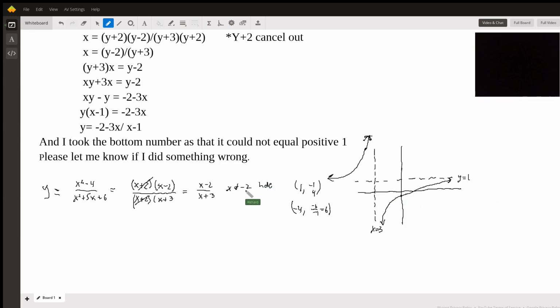Okay, and now we just need to worry about the hole. The hole is at negative 2. So at negative 2, the hole is in here. Let's make room for the hole here. We'll stick it in like that. This is asymptotic, of course. Now, if you wanted to get the exact position of the hole, you would just put negative 2 in here. So it's going to be negative 4 over 1. So this hole here would be at negative 2, negative 4.